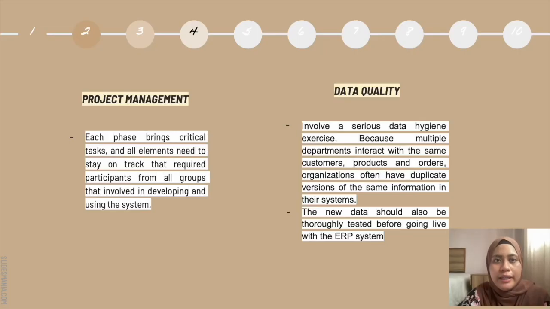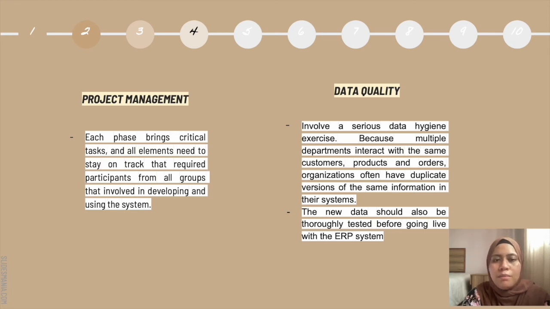Let's continue with the ERP implementation challenges. The first one is project management. ERP implementation has multiple phases. Each phase has its own critical tasks and all elements need to stay on track, which requires participants from all groups involved in developing and using the ERP. That can be incredibly challenging because each department has its own ERP project responsibility with multiple other priorities.